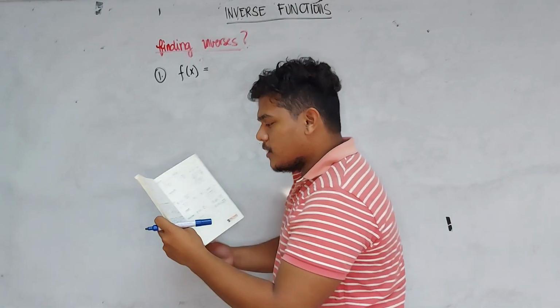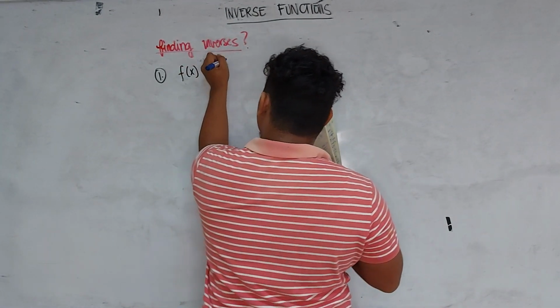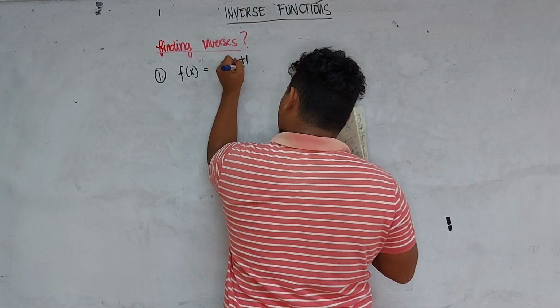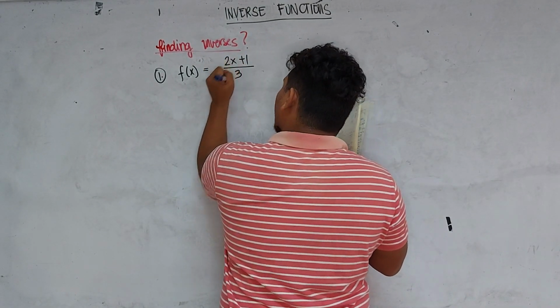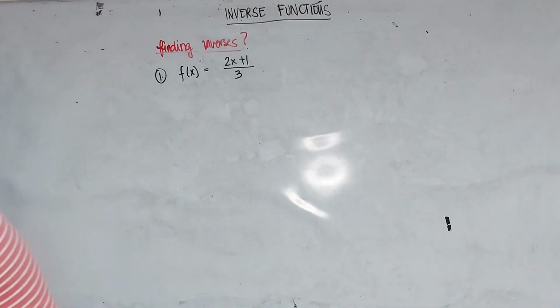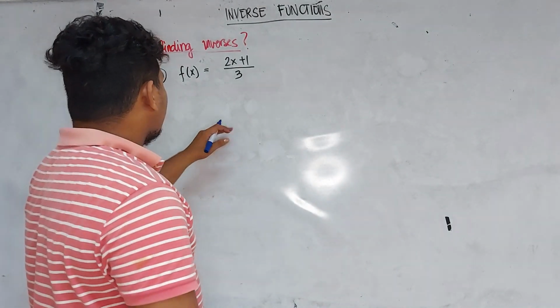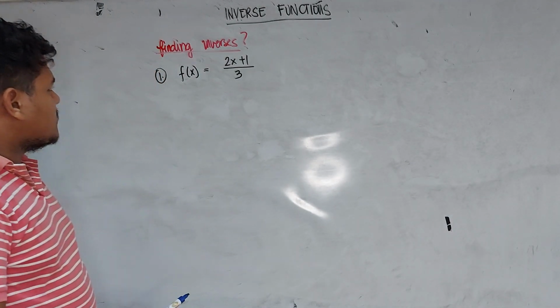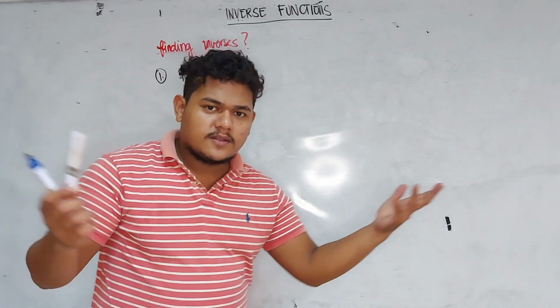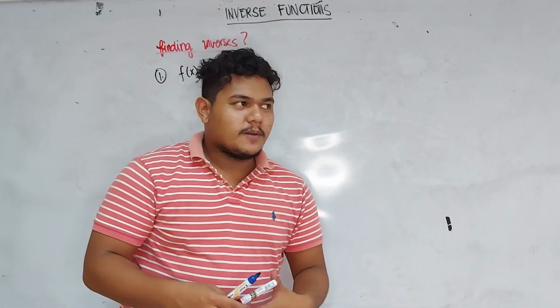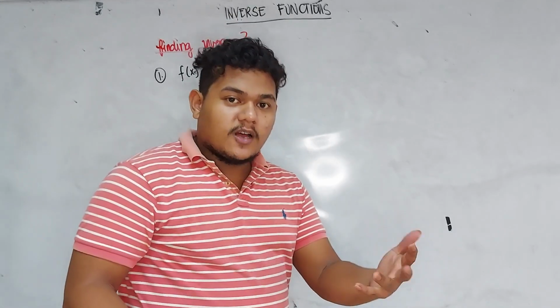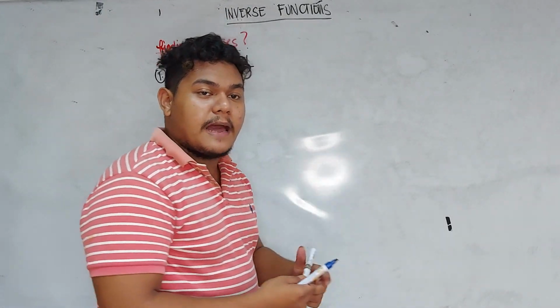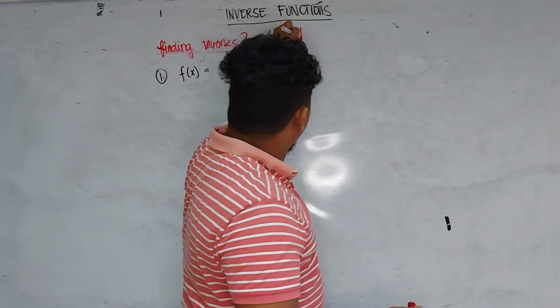As you can see, I'm already reading my notes. f of x equals (2x plus 1) over 3. Why do I have the feeling that I always give the same function? Okay, let's continue. How do you find the inverse of this function? I created this myself, and for my past 3 years, my students have been following this pattern. I call it the RRF.